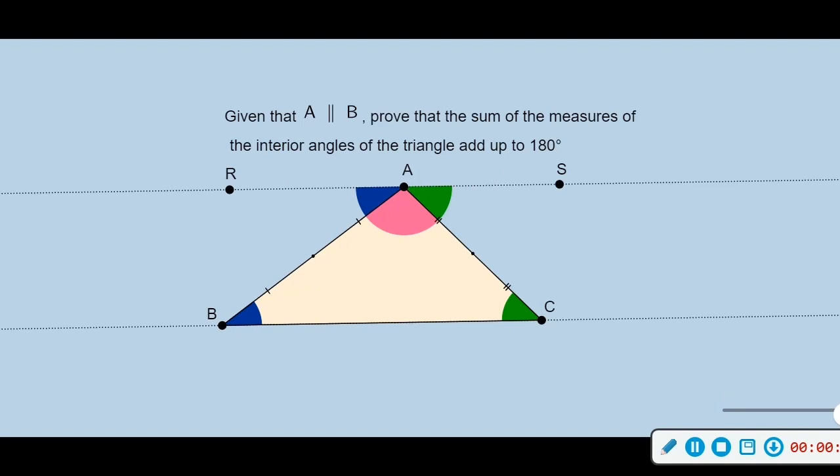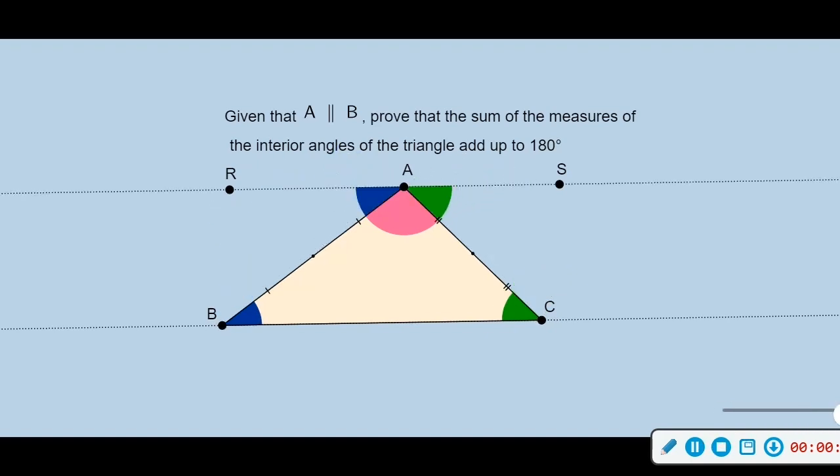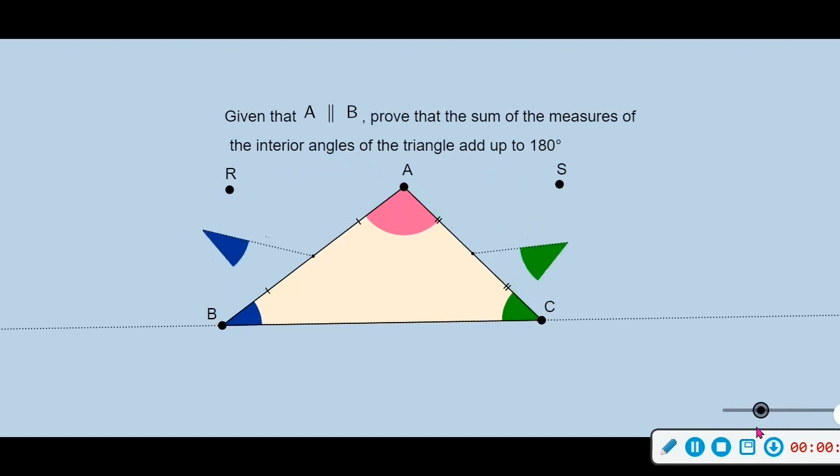Using this applet from GeoGebra, we can see another visualization of the Triangle Angle Sum Theorem. If I move this slider, I see that these angles match up with those angles up there. And so these are alternate interior angles, and because the blue, pink, and green form 180 degrees, and they match up with those angles down the bottom, we know that a triangle's angles, the blue, pink, and green, have to add up to 180 degrees.